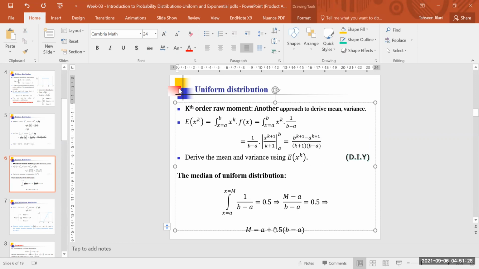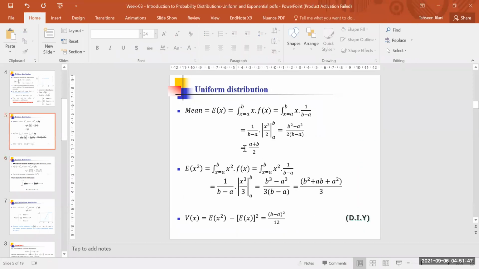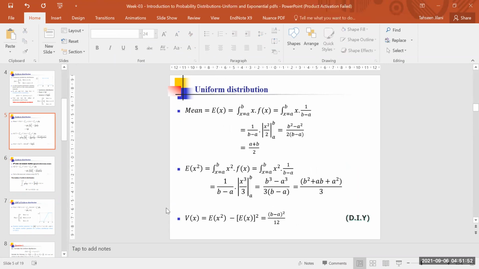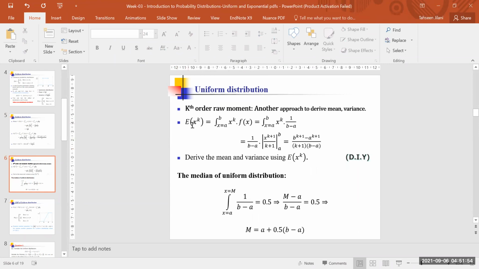So how do we find the mean value? For the mean, you put k equal to 1. You put k equal to 1 here and here, and k is equal to 1 here. Then you will find that the mean value will be a plus b by 2. And similarly, you can find the variance using this function. We already have seen what the answer will be. The mean should be this, and the variance should be this. So using this formula, we put k equal to 1 and k equal to 2, and get expectation of x and expectation of x squared from this formula.